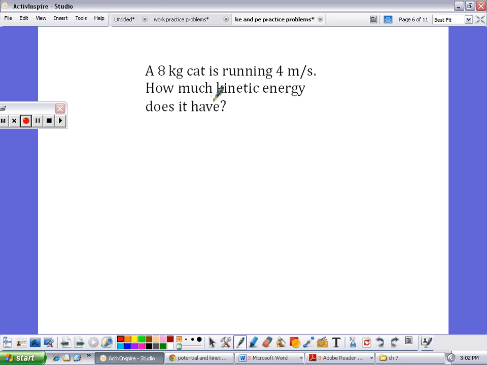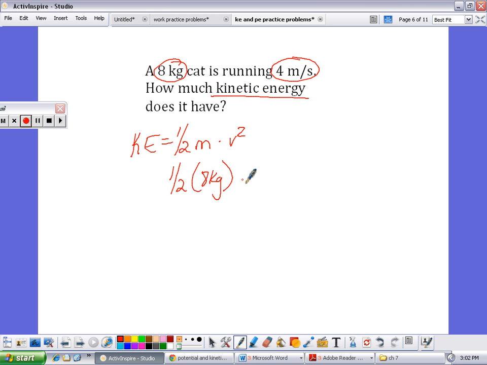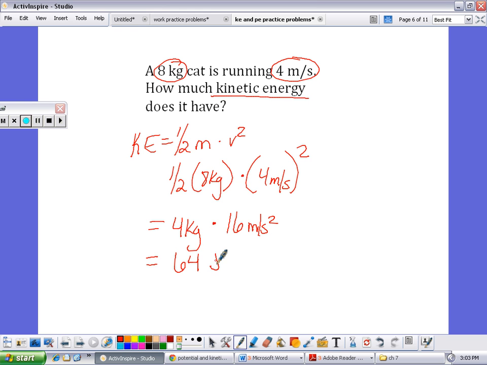So again, here it tells you what is the kinetic energy. So KE equals 1/2 mass times velocity squared. Plug in our mass that's given and our speed that's given. So 1/2 of 8 kilograms multiplied by 4 meters per second squared. So 1/2 of 8 is 4 kilograms multiplied by 4 squared, which is 16 meters per second squared. So plug that into your calculator, and 4 times 16 gives you 64 joules.